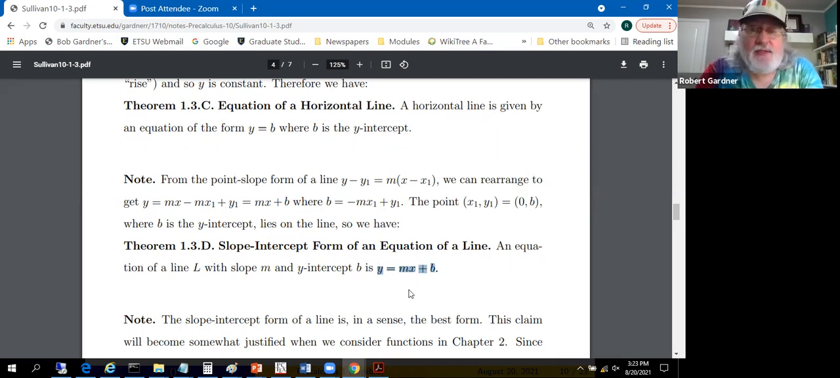I know what m is, it's the slope. What's b? Can you give a geometric interpretation of this thing? I think you can. Notice the point (x1, y1) equals (0, b) is on the line where b is the y-intercept. If we plug into this equation, x1 equals 0, plug into this equation, x equals 0.